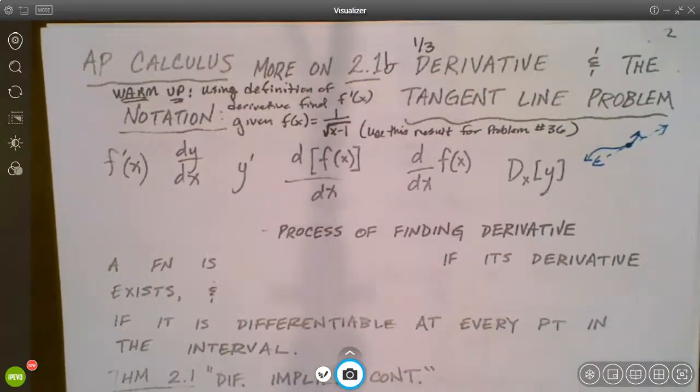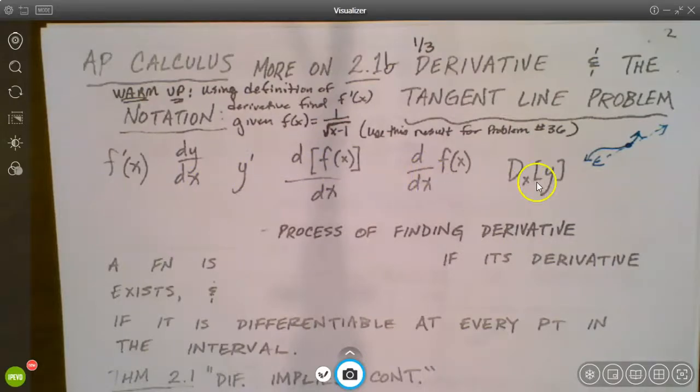As a couple quick things of notation issues, here are just several ways that you can be asked to find a derivative. So when you find a derivative, it can come to you in any of these forms. The first three are the most popular. So f prime of x is a real common one. dy over dx is a real common one. And y prime. So those are the three most common.